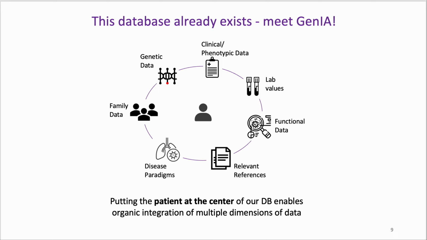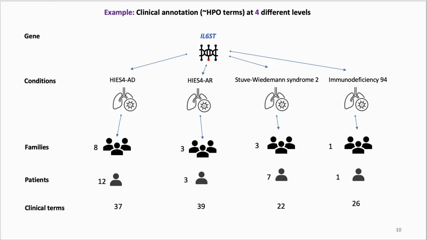One of the linchpins of GenIA is having the patient at the center to unify and integrate all of these different pieces of data. We also try to provide multi-level information and do not lose dimensionality at any of the levels. So for example, for every gene that is involved, we try to provide information about every single associated condition and inheritance mechanism, about the families that are associated with each of those particular clinical manifestations and the patients as well, and also the clinical terms and immunophenotypic information.